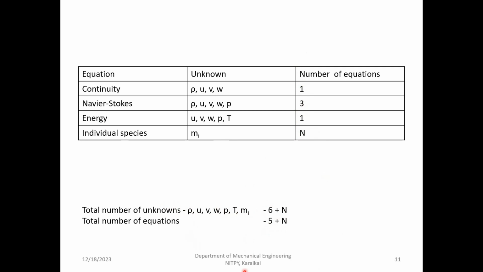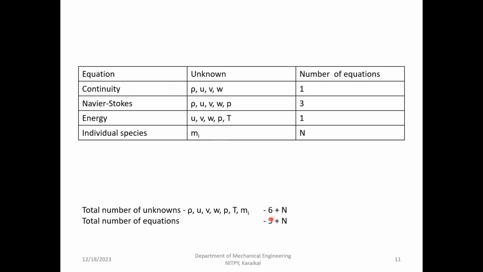So how to solve this? Whether it is solvable? The number of equations and the number of unknowns are not matching. The number of equations is less than the number of unknowns, so we will not be able to solve it. So what can we do? We have to remove one unknown. Which unknown can be removed? I can assume density to be constant. Then it becomes an incompressible flow. If I remove density, then I end up with 5 plus n equations and 5 plus n unknowns.